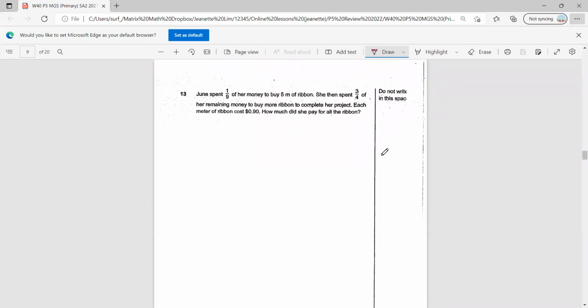13. Neat. Draw model. Okay, 9 units. By the way, this is her money. This is not the length of the ribbon. This is her money. 9 units is her money. So she used 1/9, right, to buy some 5 meters of ribbon, right? So this is actually what she has spent.